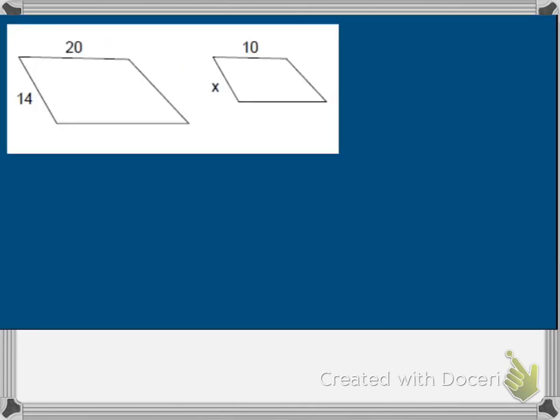Let's look at another example. It doesn't matter what the shape is. It can be triangles, it can be parallelograms, it can be heptagons. It could be any shape that we know are similar. These two shapes we know are similar. So we're going to say that this is, that's not even a parallelogram.